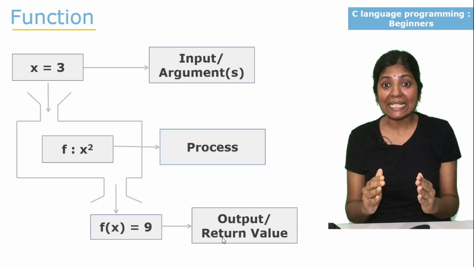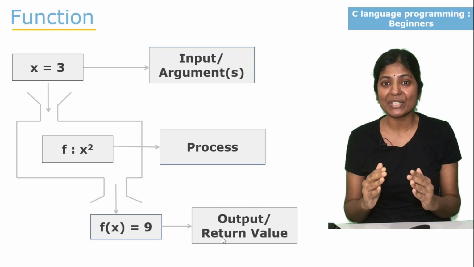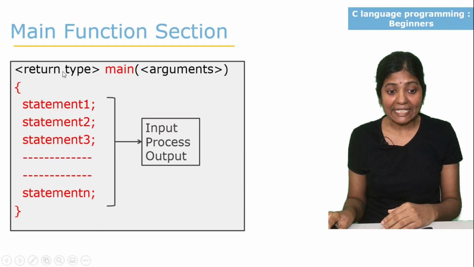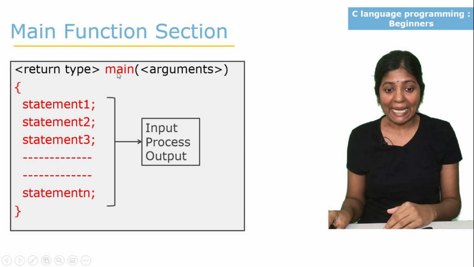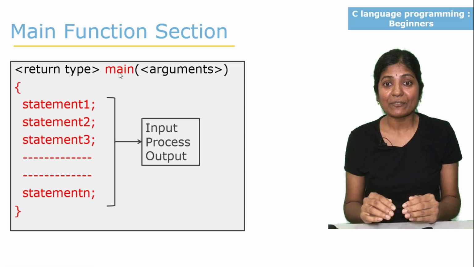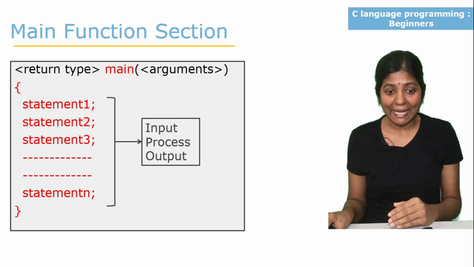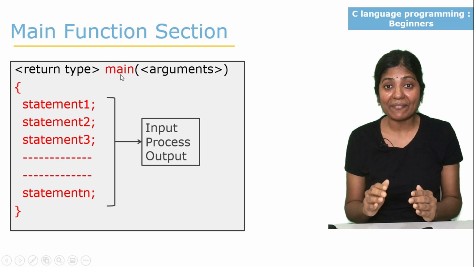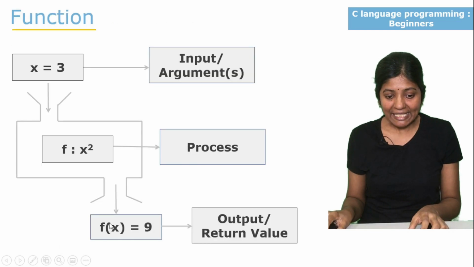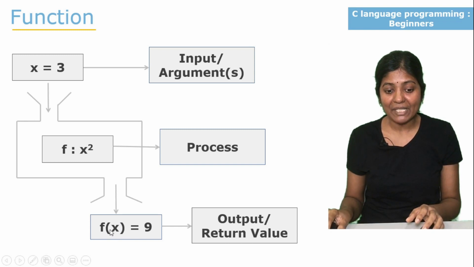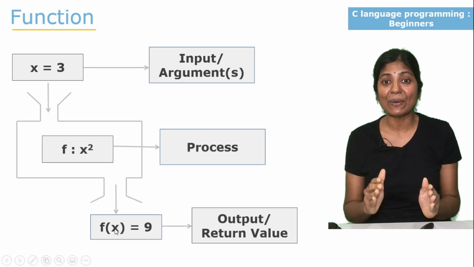Now, let's see the syntax of the main function section. It will have a return type, which is output. Main is the name of the function. We must write main like this only. And after that, to say that it is a function, we can see the function will have an opening parenthesis and a closing parenthesis. In between the parentheses, we must write the input, that is, arguments.